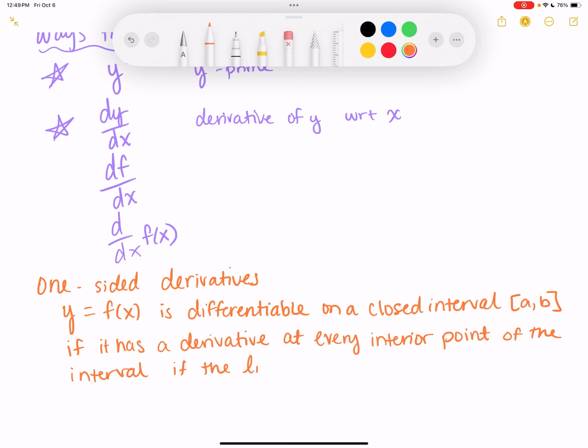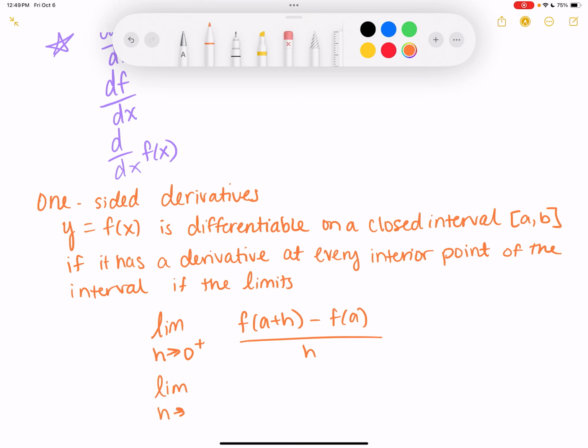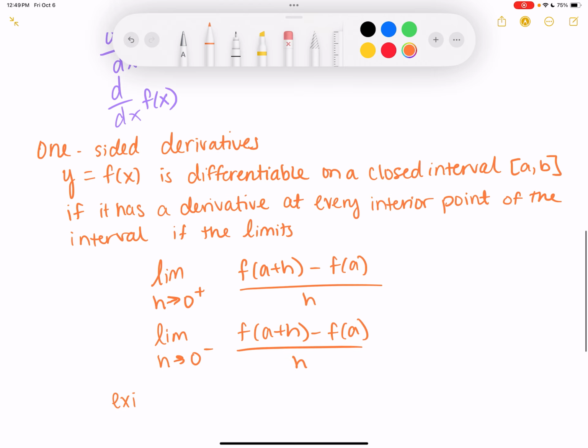and if the limits, there's going to be 2 of them, exist at the endpoints: the limit as h approaches 0 from the right, so we still write it the same way like we did in the other one, of f of a plus h minus f of a all over h, and the limit as h approaches 0 from the left of f of a plus h minus f of a over h.